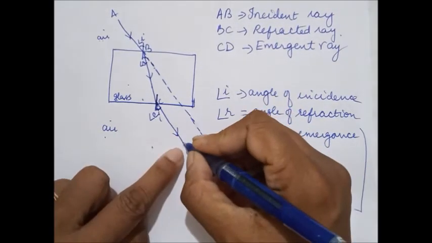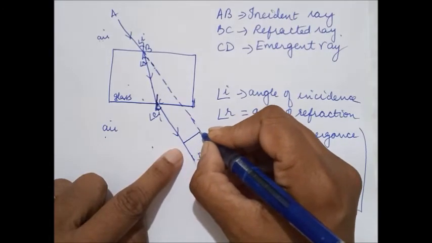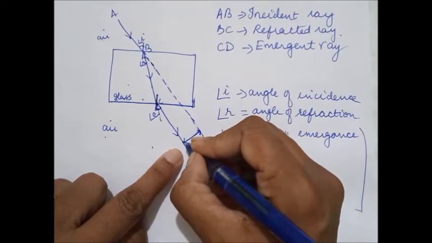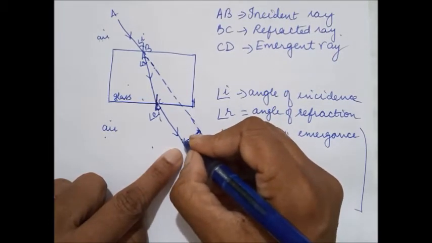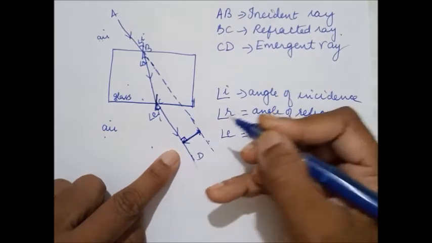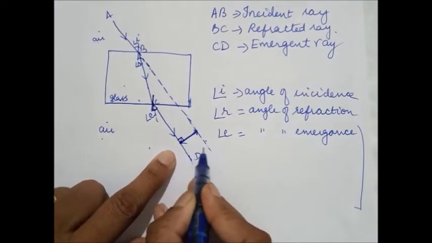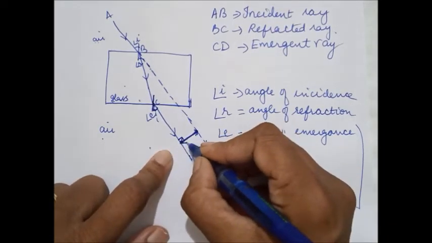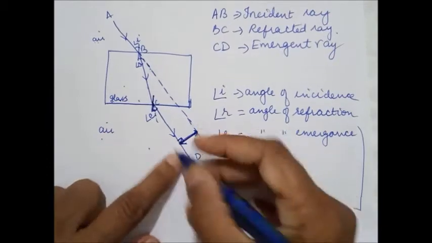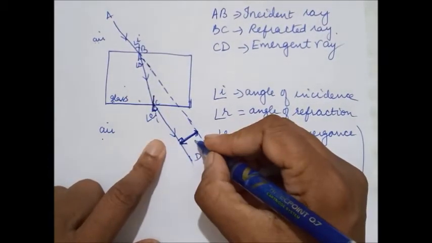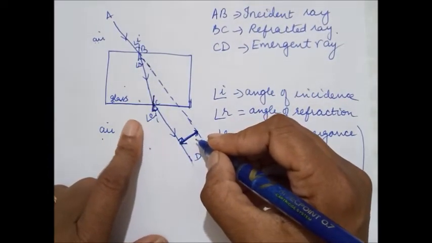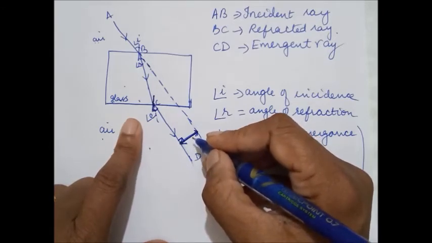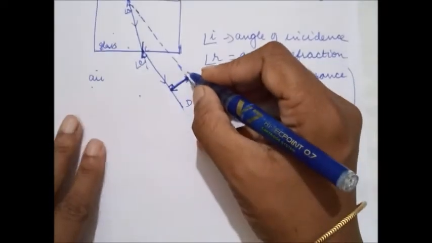And the perpendicular distance between them. Note the word perpendicular. That means at a point I draw a line which makes 90 degrees with that. That's called perpendicular distance, because if I measure like this, it will be a different distance. Like this, it will be different. So I'm taking the perpendicular distance between these two lines, that is the emergent ray and the extended incident ray. This is given a special name called lateral displacement.